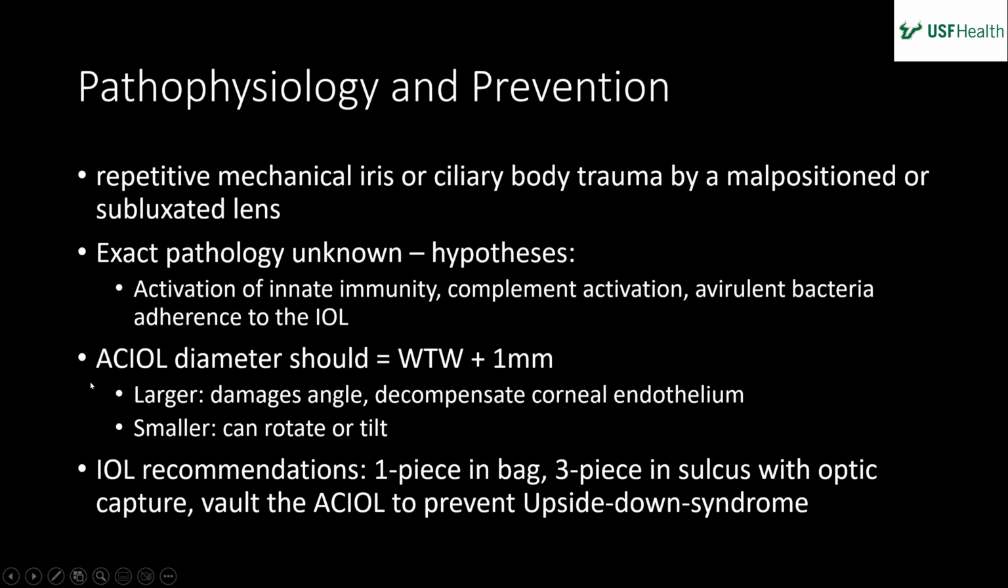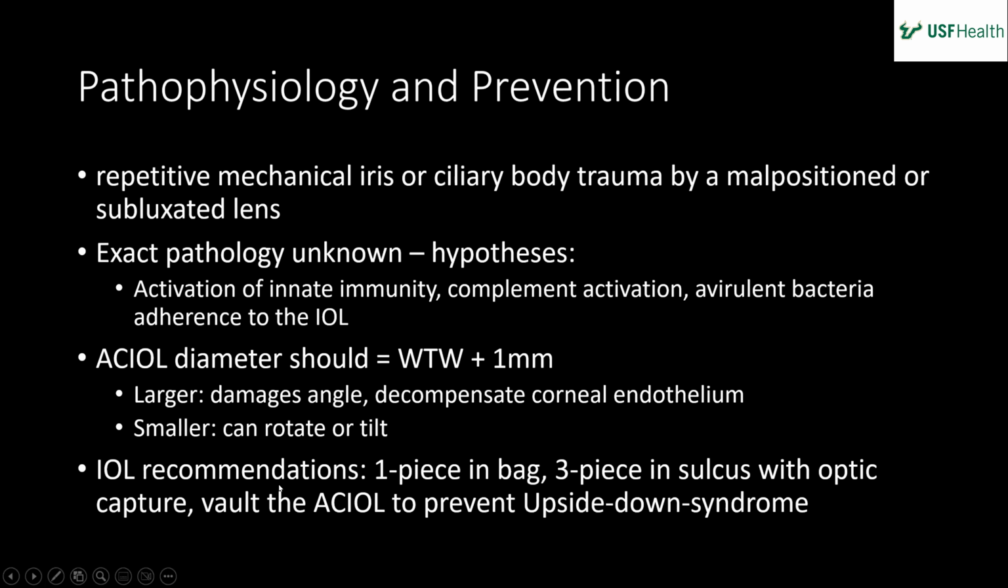Well, there are a couple of parameters you can use whenever you do have to place an ACIOL. You should always measure the white to white horizontally. I think on average it's about 11.8 millimeters. Larger tends to damage the angles and decompensate the corneal endothelium. Smaller lenses can rotate or tilt. Because your largest dimension is horizontal, you always want to place your ACIOLs horizontally.